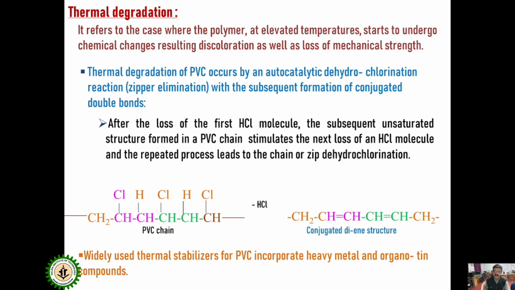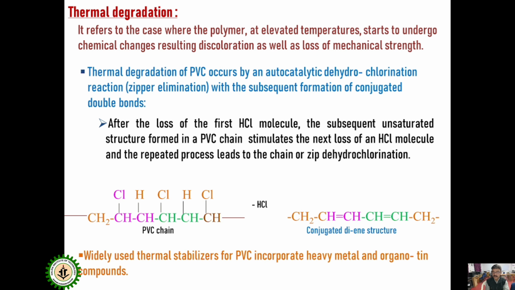Thermal degradation, similarly, is very prominent in a few polymeric products like polyvinyl chloride. If we look into the structure of polyvinyl chloride, due to thermal degradation a conjugated diene system is produced by eliminating HCl.